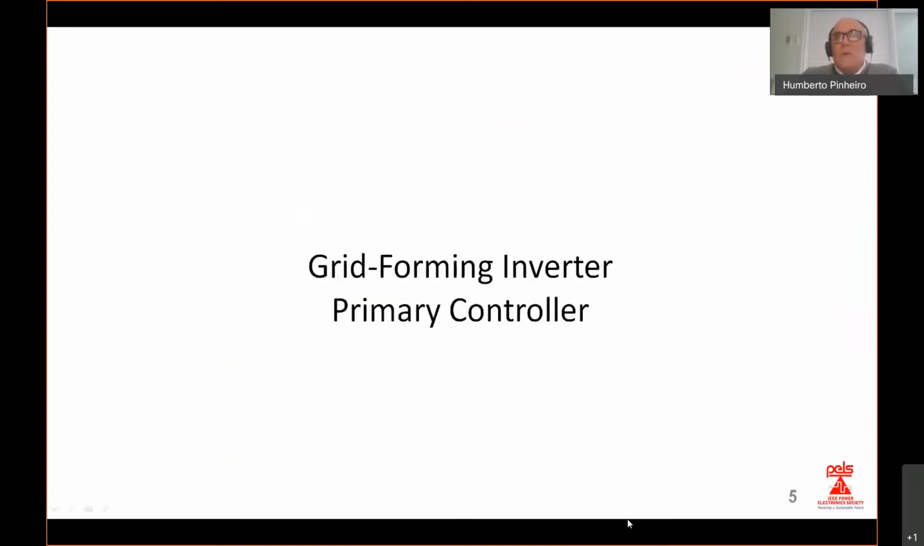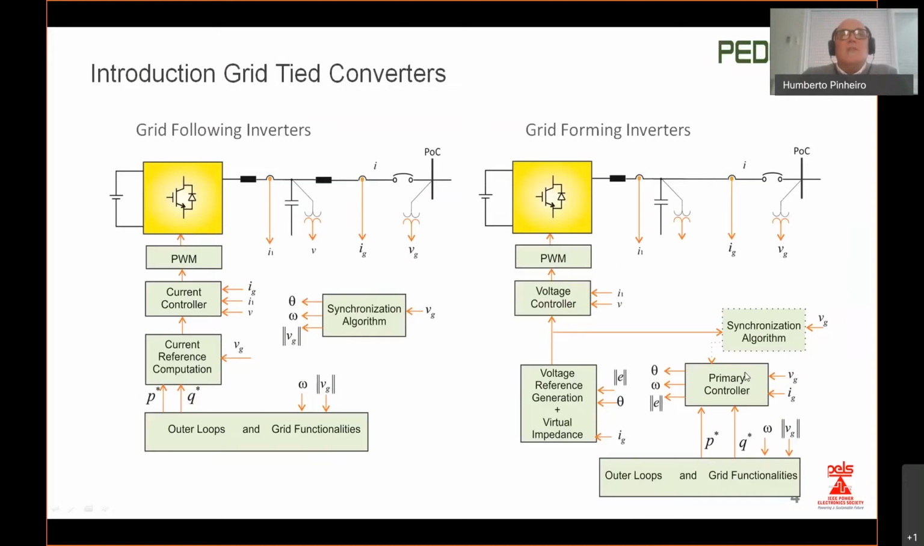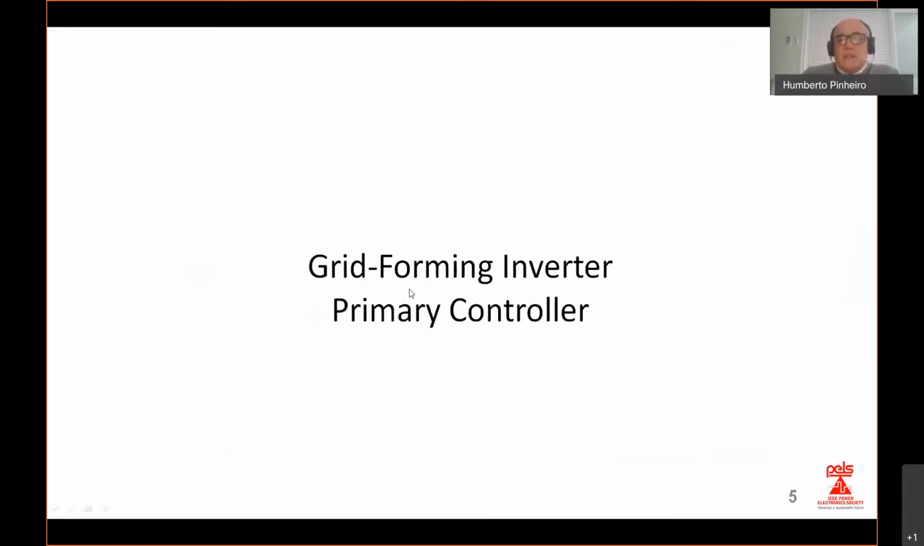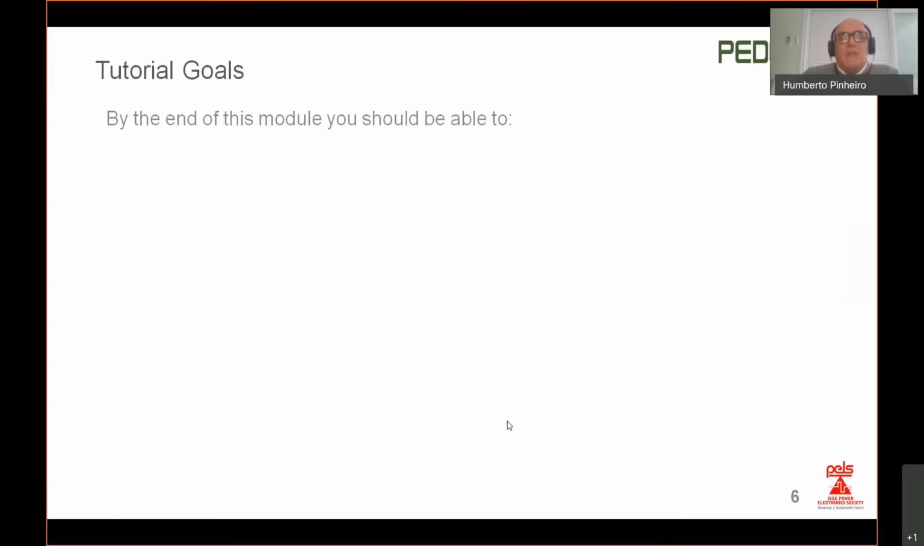So basically, what we are going to see today is this block over here. We are going to focus on this primary controller block and see how we can implement it, what the alternatives are, and what the strong and weak points are of the alternatives that we have available in the literature. So grid forming inverters, primary controller, let's go.